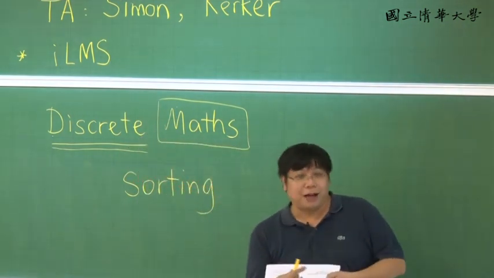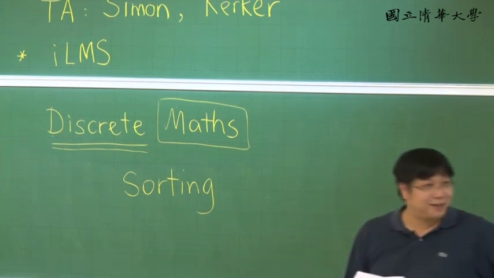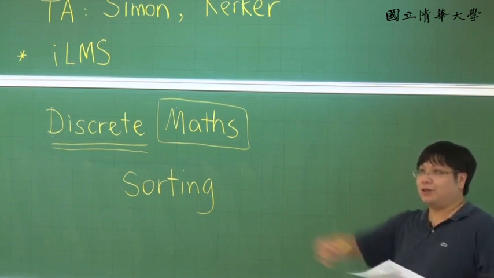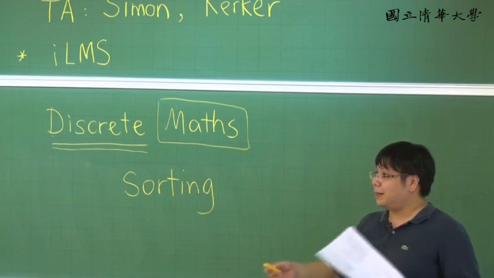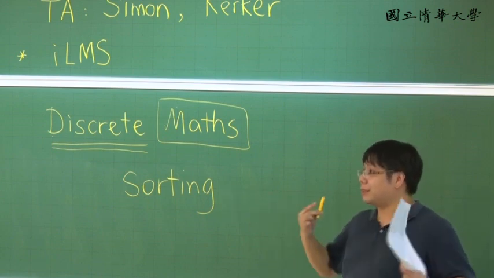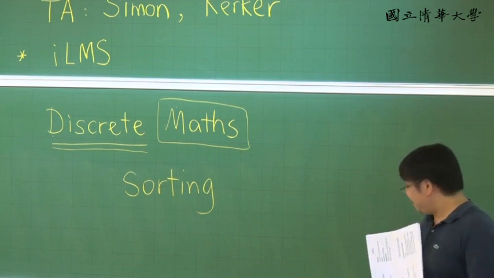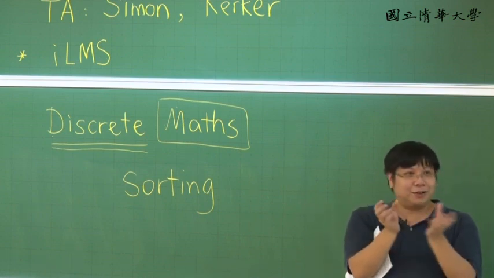So I believe you haven't heard of this word before, right? I don't know when I was in my undergraduate. So sorting is what? Sorting is you have a lot of numbers, and then you want to arrange them from small to large. Then this is sorting. Why is it called sorting? I don't know.